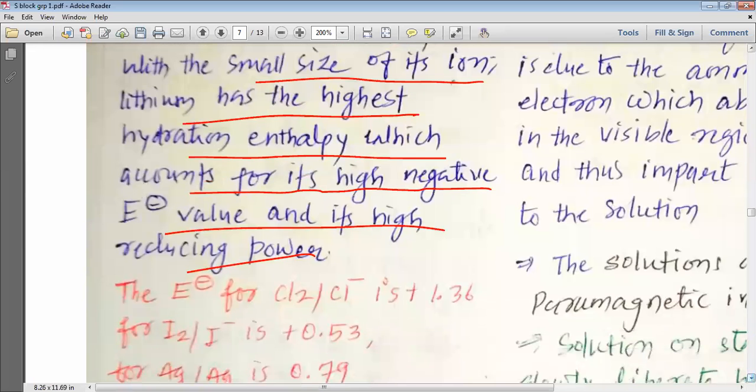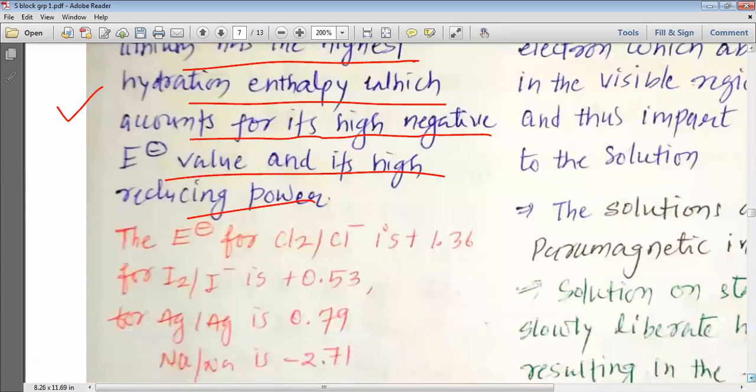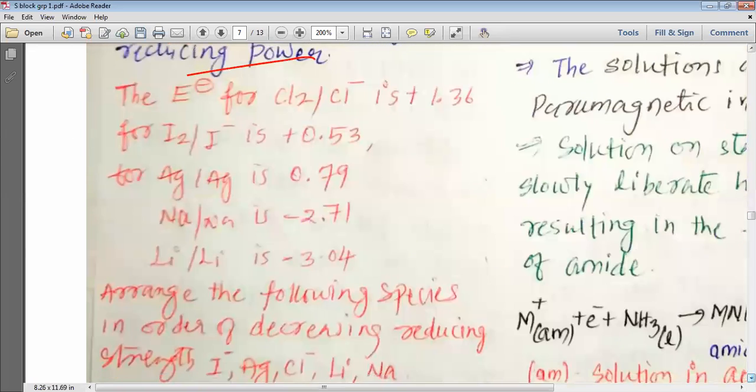So my dear students, by taking this negative E0 value and high reducing power, we can say that lithium is the most reducing in nature.